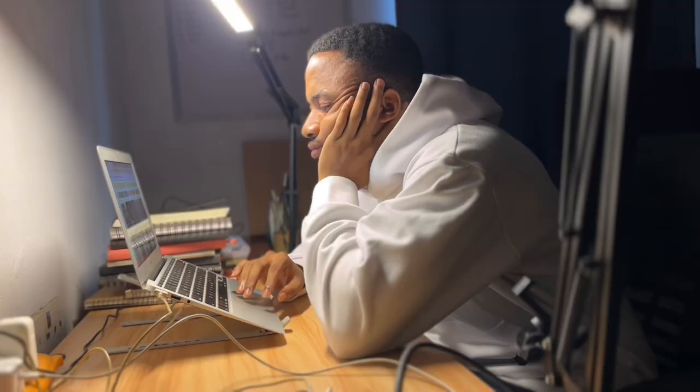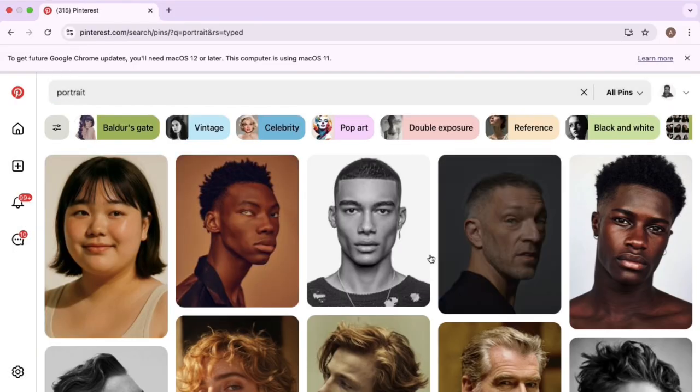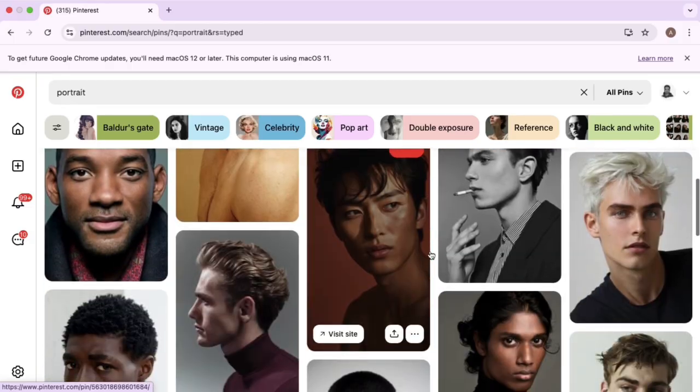For me, a reference photo is really important. I spend 1 hour, 2 hours, sometimes even a whole day trying to find a good reference photo to draw. Now, the only platform that I use to find my references is Pinterest. 99% of my references come from Pinterest. It's free and they have a lot of good references there.